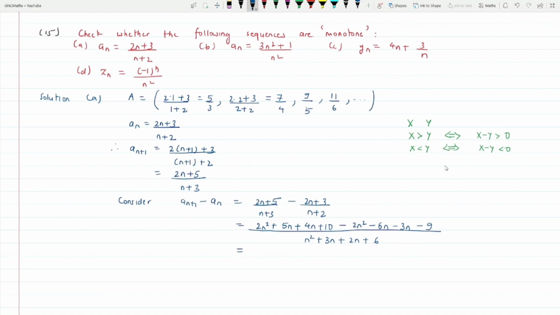Now do note that we just want a comparison between x and y. So we are really not interested in what the difference is going to be. We just want to see whether the difference is going to be positive or negative. So over here you can see that 2n square gets cancelled. Now we are left with 5n plus 4n, that is 9n. And we have minus 6n minus 3n, which is another 9n. So this also goes away. So we are left with 1 in the numerator.